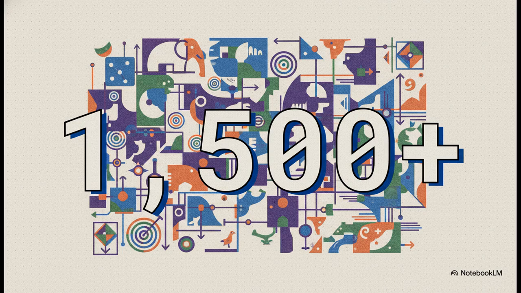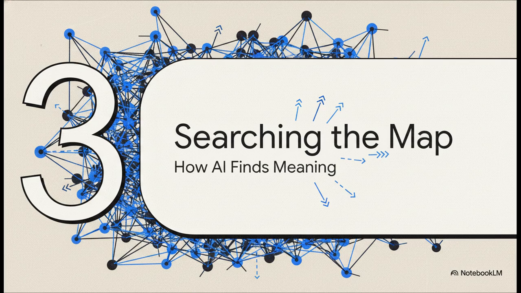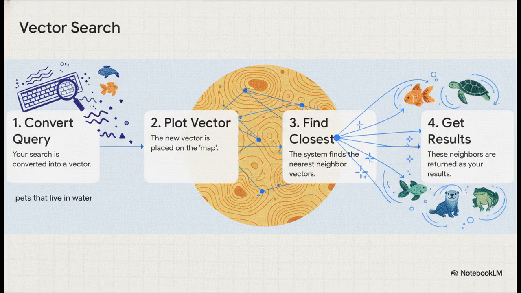It's kind of mind-blowing. So, we've built this amazing high-dimensional map of meaning, but how does an AI actually use it to find what you're looking for? Let's look at how it all comes together. You know, it's actually a really simple 4-step process. First, when you type in a query like "pets that live in water," the AI turns your phrase into a brand new vector. Second, it plots that new vector right onto the map. Third, it just looks around for the other points, the other vectors that are closest to it. And finally, it returns those nearest neighbors as the results.